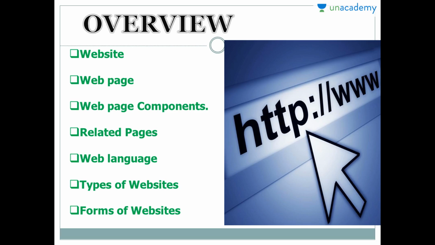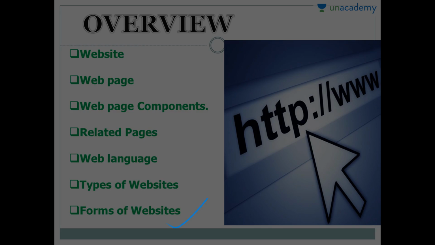First one is what is a website, what are web pages, what are the components of web pages, what are related pages, what are web languages, what are the types of websites, and what are the forms of websites.